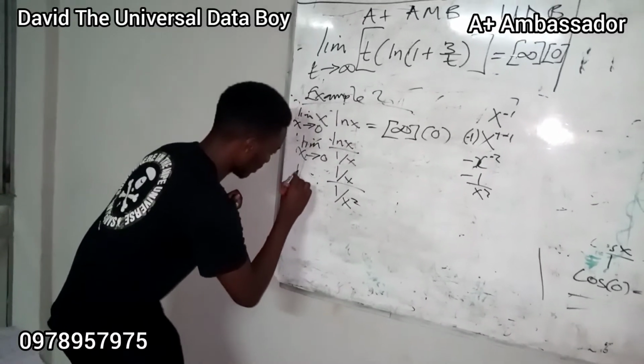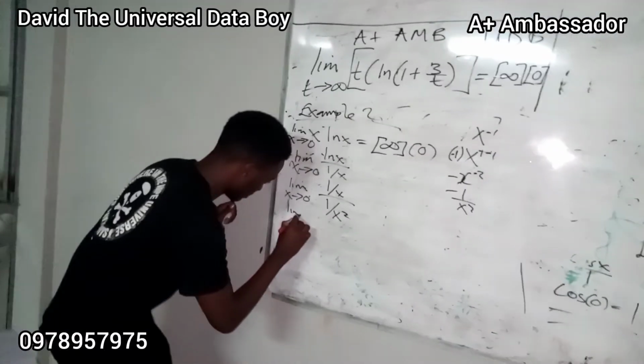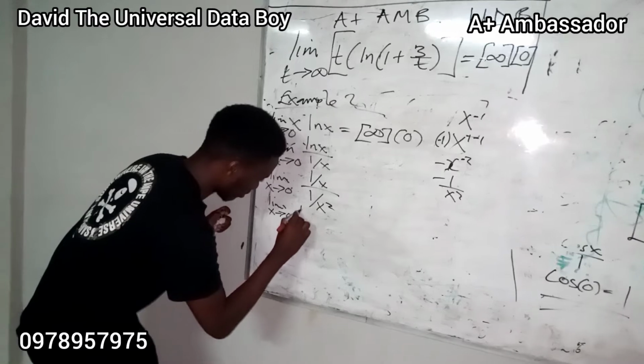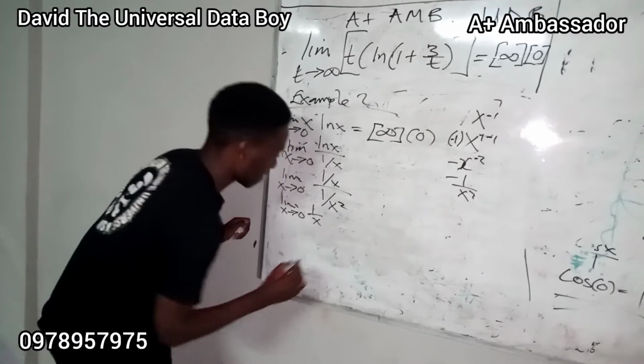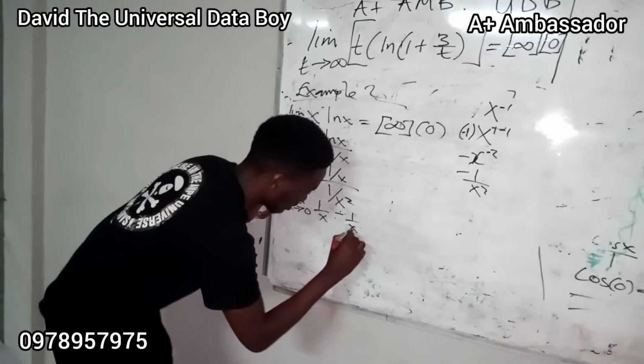So you still have this limit as x approaches 0. Now the limit as x approaches 0 will be, well, we can try to simplify this, divided by 1 over x squared.